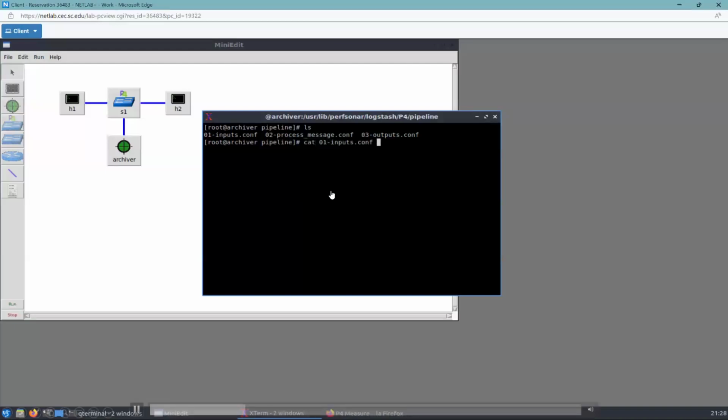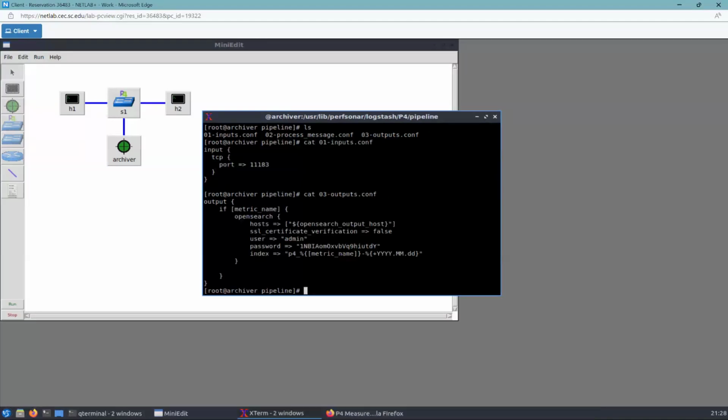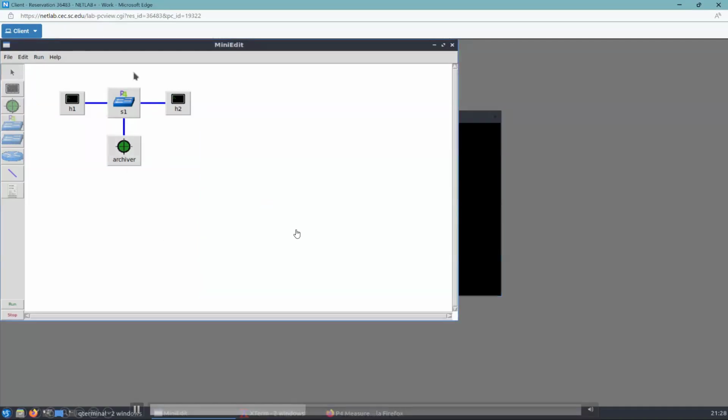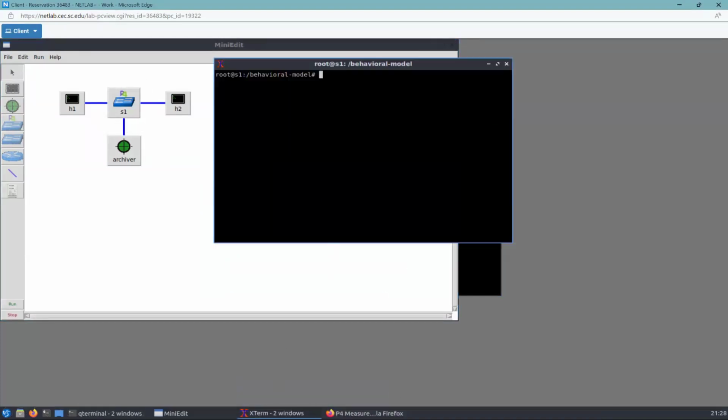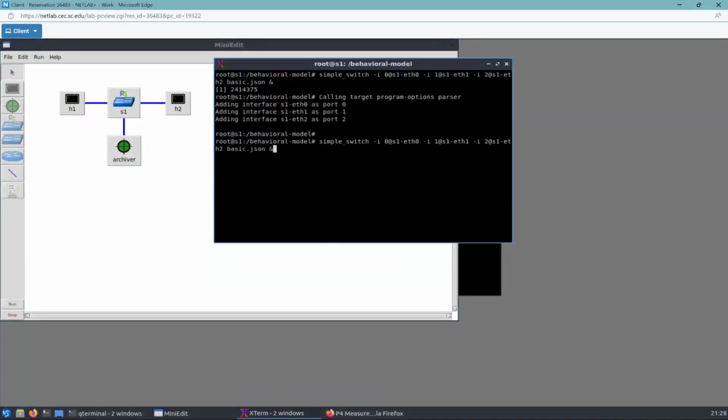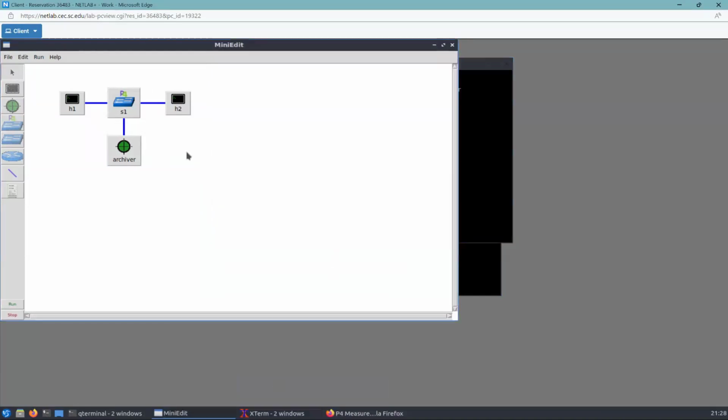So we have the input, one filter, and the output. We are using the TCP input plugin because we are getting the data from a remote machine, which is the P4 switch. And for the output plugin, we have OpenSearch, and we are using the P4 index to store the data. So you should specify the index. In the case of perfSONAR, you will be using the pscheduler index. For P4, we'll be using the P4 index. This one is fully customizable, and we discussed this in the lab.